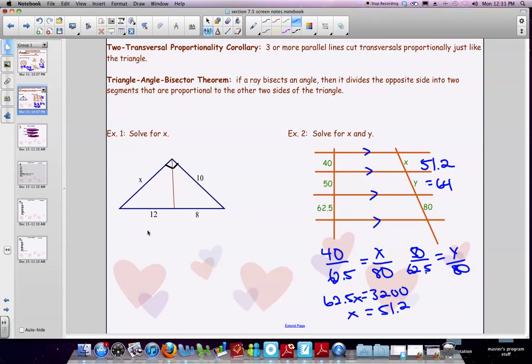So the ratio of x over 12 would have to be the same as the ratio of 10 over 8. And that's because it bisects that angle. It cuts that angle into two equal parts. So we cross multiply and you get 8x equals 120. And when you take 120 divided by 8, you get 15. So x would have to be 15.